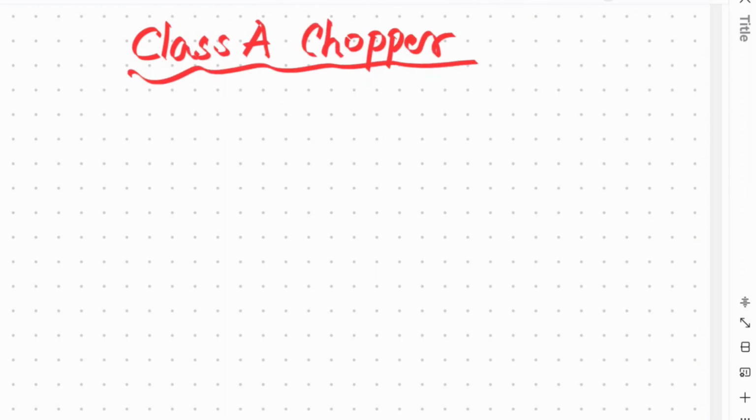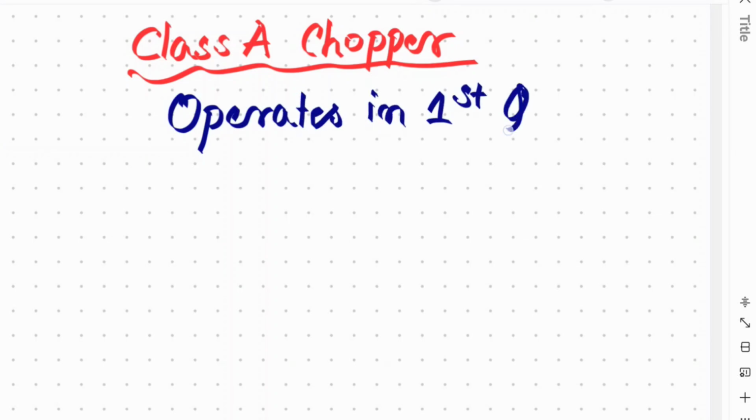Okay, let's start with class A. Class A chopper. This class A chopper operates in the first quadrant. First, let's understand what a quadrant is.